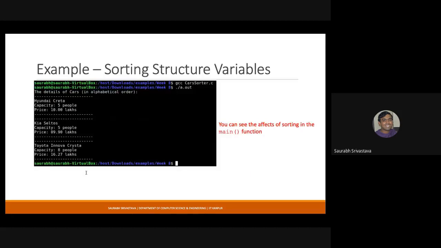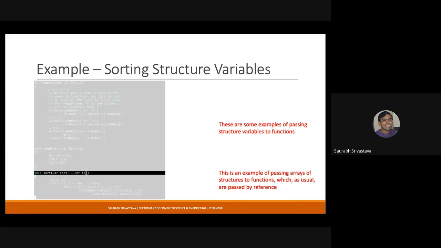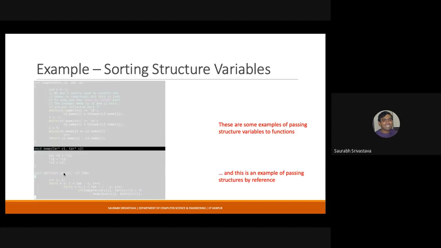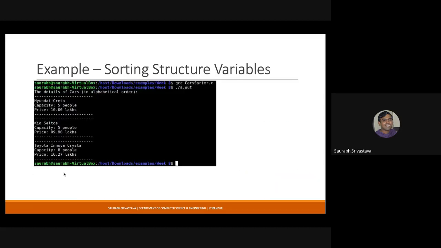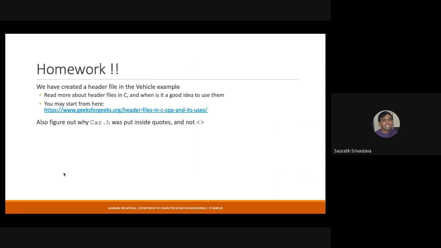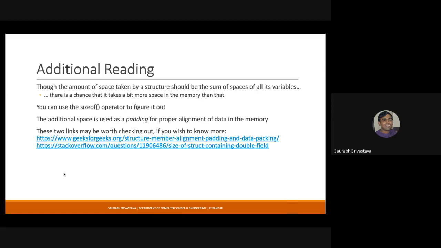So you can pass your structure variables to functions, by the way, like this. This is an example of a structure array. This is structure variables being passed by reference, and this is structure variables being passed by value. Any questions? Okay.